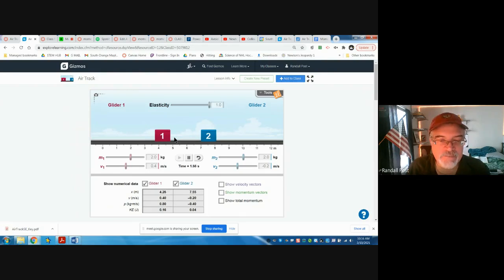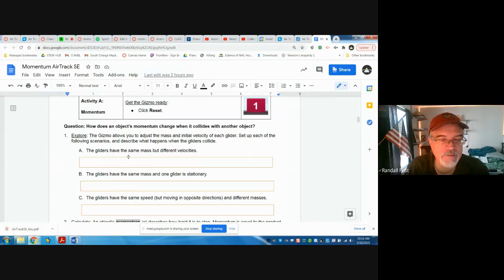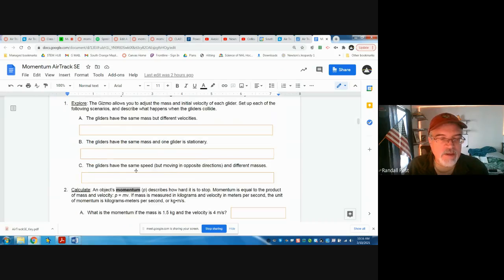Ooh, very slow, huh? This is a little too slow to get a feel for this. So you can use larger numbers if you want. And what you want to do is describe what happens when they collide. Okay. This one would be the same mass and one glider is stationary.